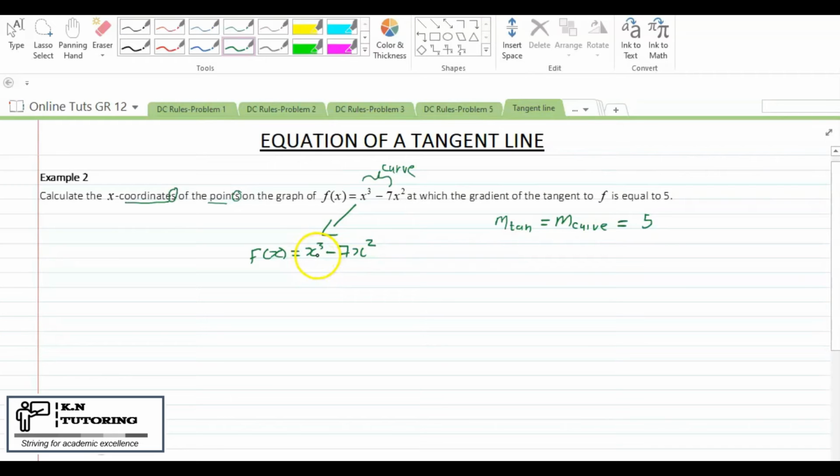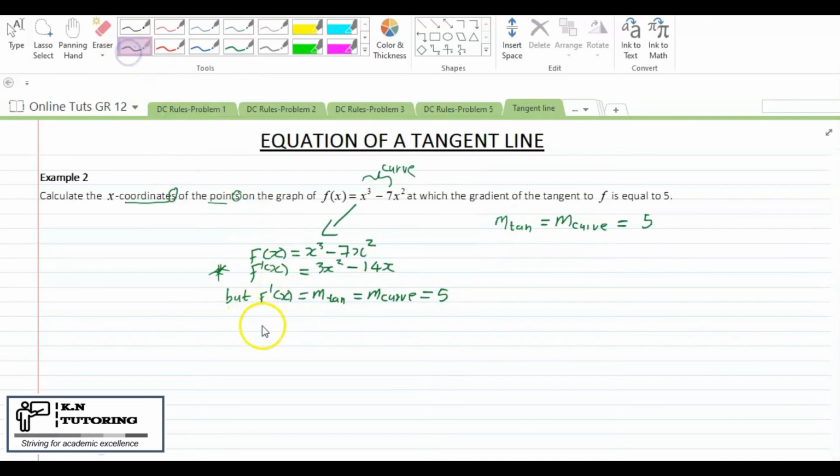I don't have roots, I don't have fractions, I don't have brackets. So I can say my derivative will be f prime x is equals to, I'm sure now you're confident enough to solve this quickly. This will be 3x squared minus 14x. Okay, but this f prime x is the same as the gradient of the tangent, which is the same as the gradient of the curve, which is equals to 5.